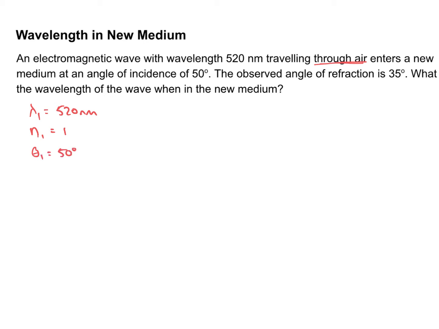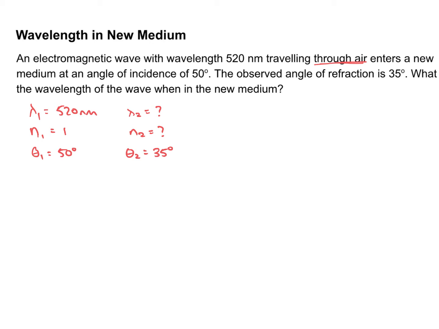Now on the refraction side, or the transmitted side, the angle of refraction is 35 degrees. Okay, so we have to find out the new wavelength. We also don't exactly know the new index of refraction either. Okay, so we're going to be using Snell's law.